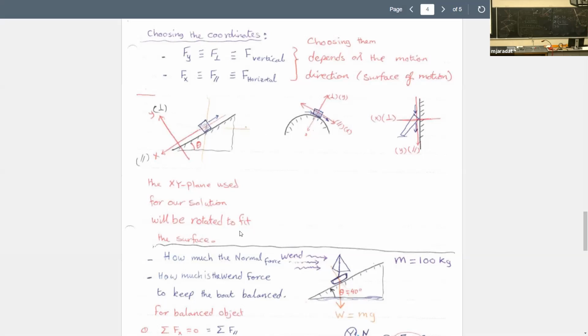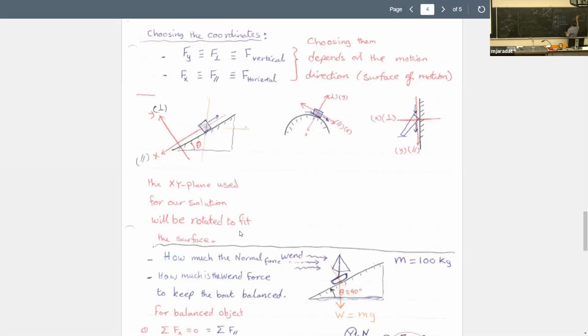I will repeat it. I'll repeat all of it. We have, this is the ribbon. This is theta. This is our body or boat. This is the y axis and this is the x axis.